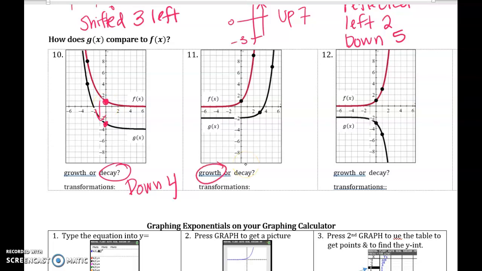This is a growth as I'm reading from left to right. It is increasing. This transformation went down 2 and right 3. I'm going from these two similar points, down 2, right 3. Pause this, try 12 on your own.